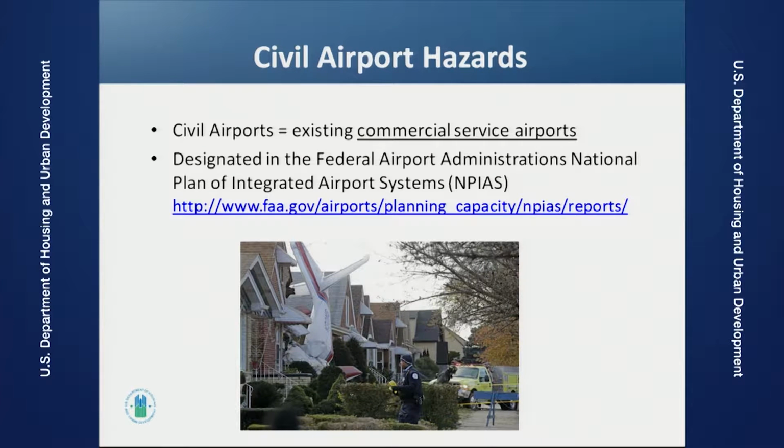Okay, we're going to talk specifically about civilian airports. What we're talking about here are existing commercial service airports, and these are designated and listed in the Federal Aviation Administration's National Plan of Integrated Airport Systems, or NPIAS. You can use this website to find out how many airports and what airports are actually near your project site. It is address driven. And notice the airplane in the housing there below that. I just wanted to point that one out. That is what we are trying to prevent.